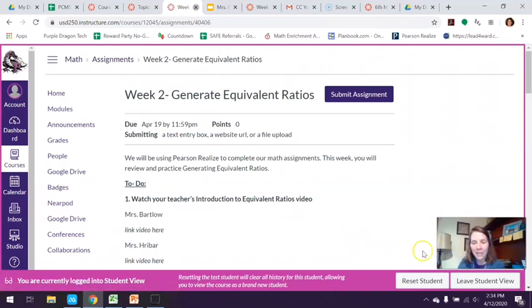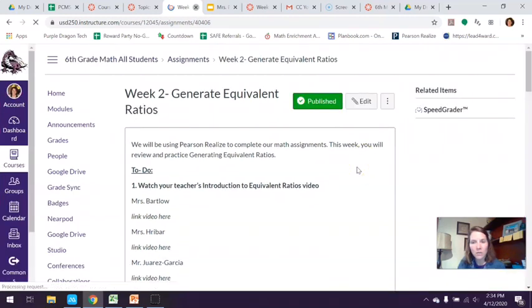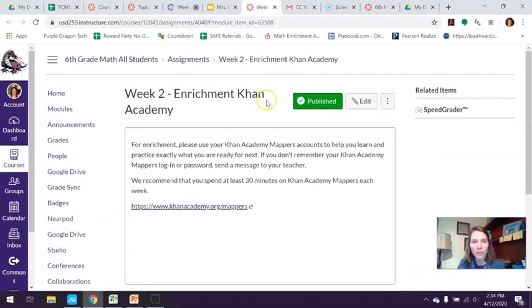All right, the last thing you need to do this week is your enrichment. Enrichment is the same as it has been. We are checking in to see who's doing that enrichment. This is a way for you to get practice on the specific things that you need to get practice on. At khanacademy.org/mappers, we'd like you to spend at least 30 minutes on Khan Academy. And if you're in my class, you know that I've been tracking that. I've been marking it as incomplete or complete based on whether or not you've gotten those learning minutes in.